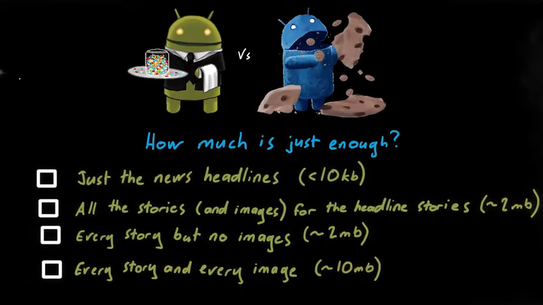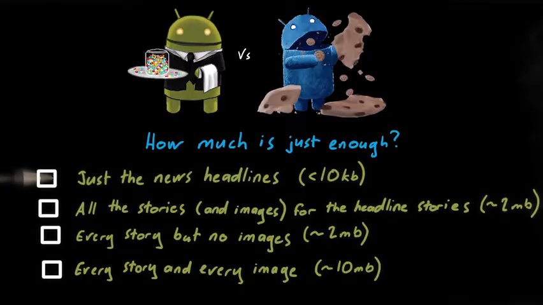Now, before I leave it to Dan to show you how to implement a sync adapter for Sunshine that takes advantage of a lot of the best practices I just described, let's consider what the best practice would be if you were building something like a newsreader app. How much data should you download when the app is first started?